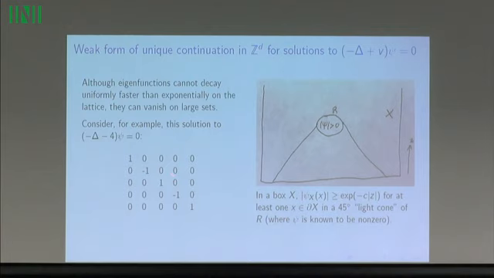What you do know is that if you have a place where the eigenfunction is non-zero, there's a kind of light cone going down in Z^d, and you have a lower bound like this for at least one x in the boundary of this box, somewhere on this 45-degree light cone of this region R, which can be thought of as a block or a localization center.